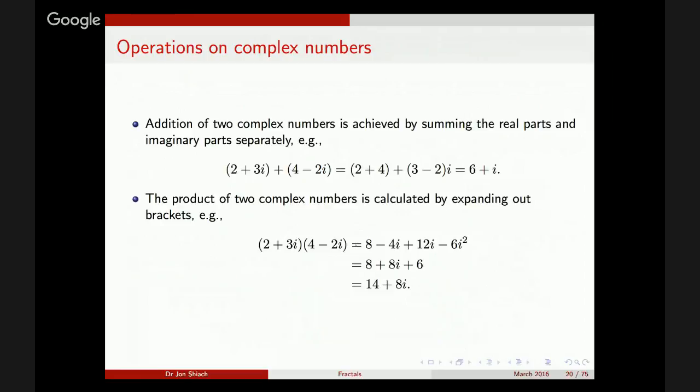But we also have -6 times i squared. Now, i squared is -1, so -6 times -1 is +6. So our product of those two complex numbers is 14 plus 8i. Okay, so we can multiply and we can add complex numbers quite easily.